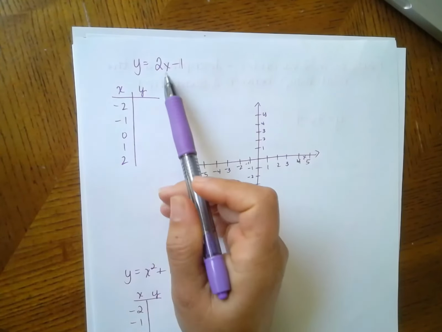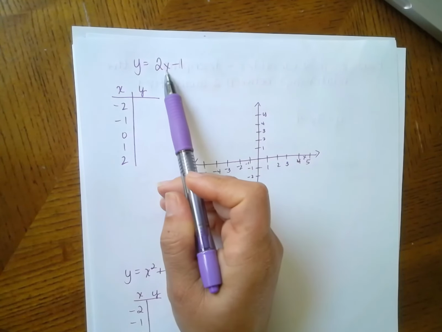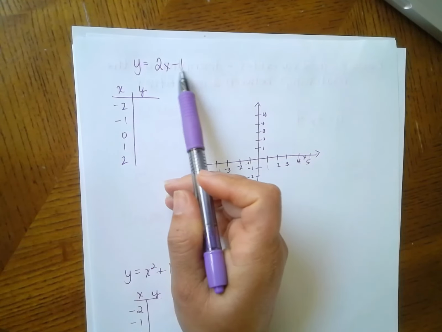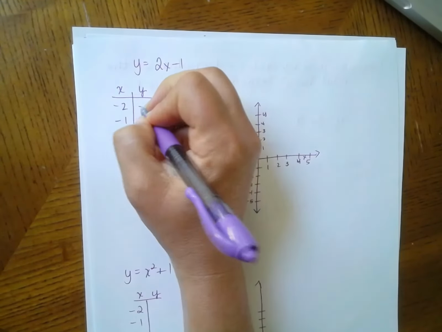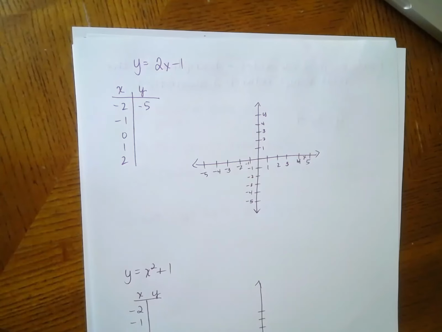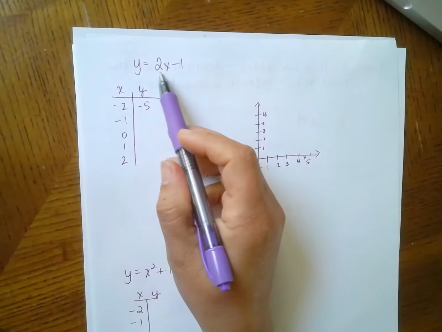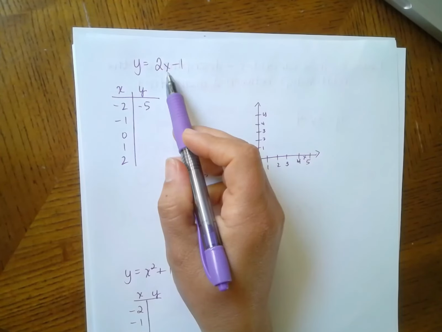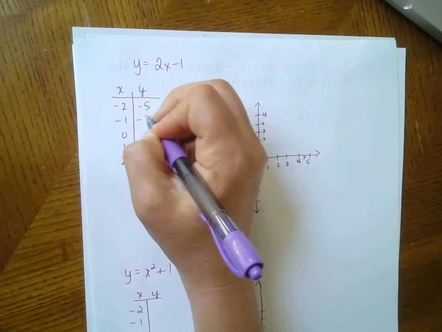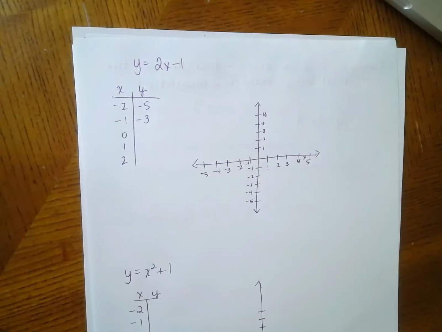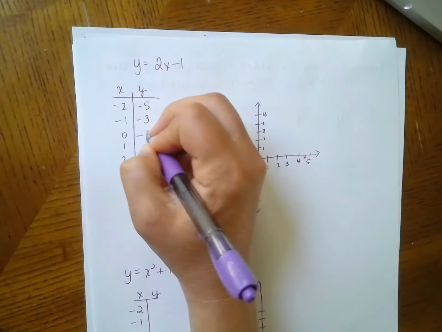So when I plug in negative 2, I get 2 times negative 2, which is negative 4, minus 1 more gives me negative 5. I'm just going to fill in my chart right now. If I plug in negative 1 for my x, 2 times negative 1 is negative 2, minus 1 gives me negative 3. If I plug in 0, then I have 2 times 0, which is 0, minus 1. So 0 minus 1 is negative 1.